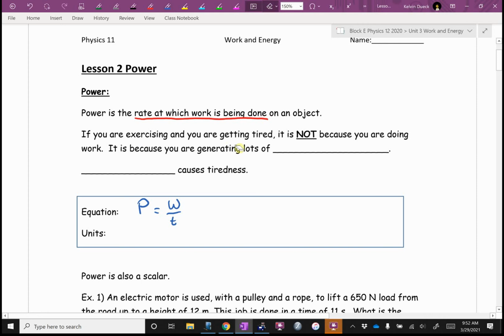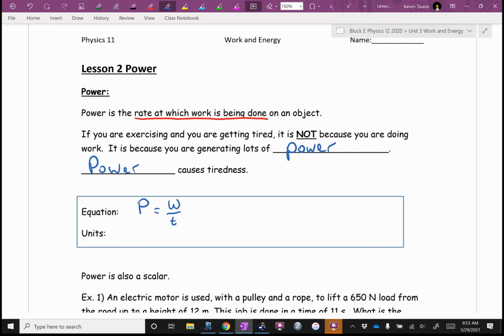So if you're exercising, you're getting tired. It's not because you're doing work, it's because you're generating lots of power. Power causes tiredness. It's the difference between going for a walk and going for a run. It's the difference between walking upstairs and sprinting upstairs. The faster you do work, the more power you need, the more tired you'll be.